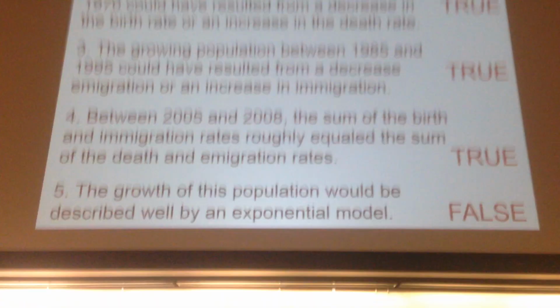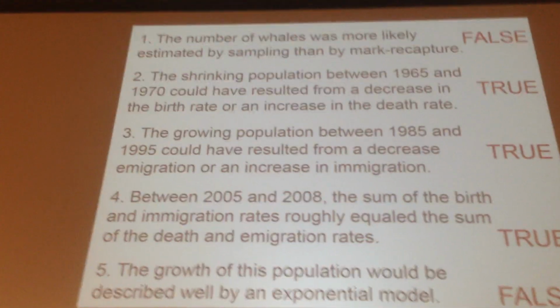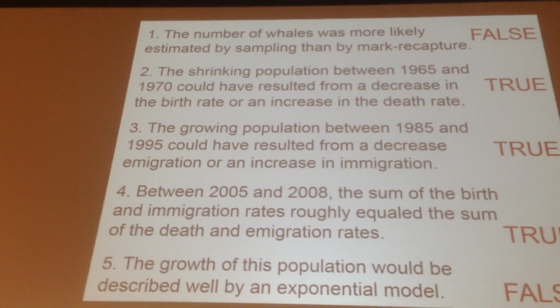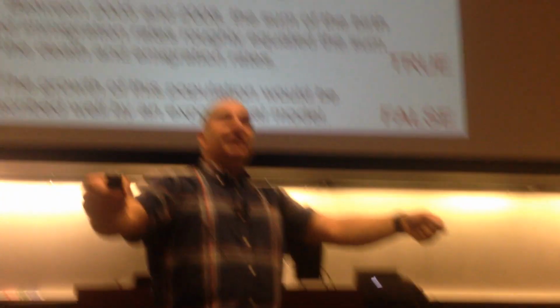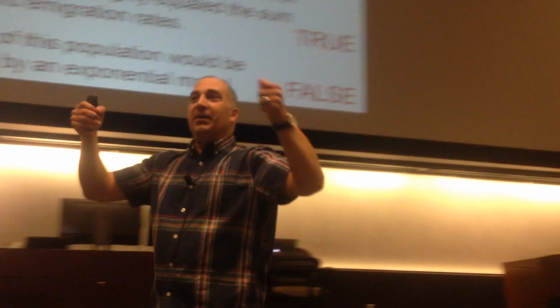The number of whales was more likely estimated by sampling than mark and recapture. That's false, because whales swim around, right? So remember, when you sample and you put down like a square, if you remember that from the video lecture, you do that for things like plants or like barnacles, things that are attached to the ground that don't move. Because when you lift that square up and go to another place and put it down later and count what's there, you don't want those things that were over here to be moving there, right? So if it's something that moves around quite a bit, you're always going to use mark and recapture.